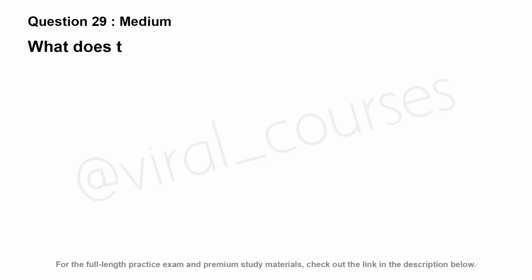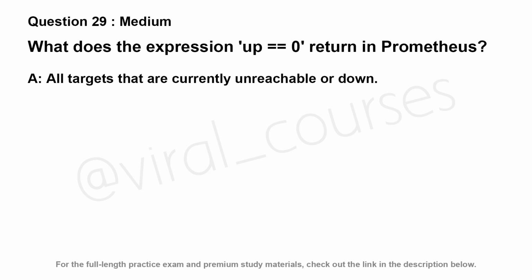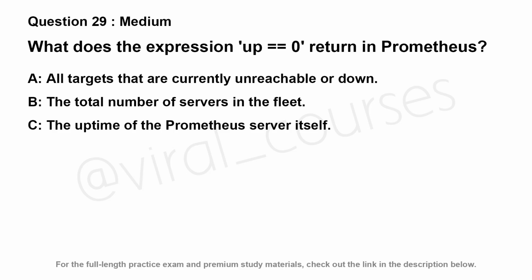What does the expression up == 0 return in Prometheus? Option A. All targets that are currently unreachable or down. Option B. The total number of servers in the fleet. Option C. The uptime of the Prometheus server itself. Option D. A list of targets that have been deleted.